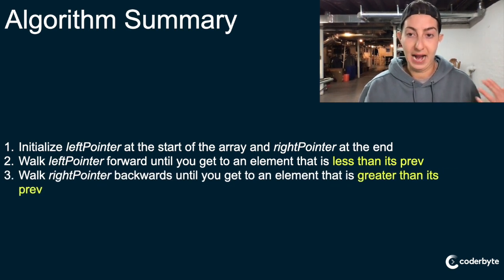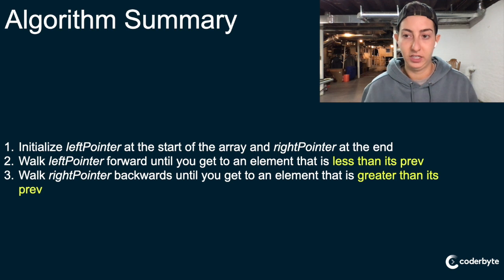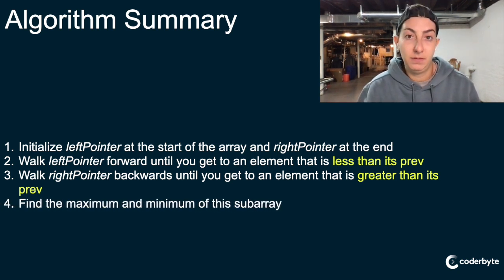Walk the right pointer backwards until you get to an element that is greater than its prev. So until you get something from the right that's also out of order in terms of the numbers sorting. Find the maximum and minimum of this subarray.